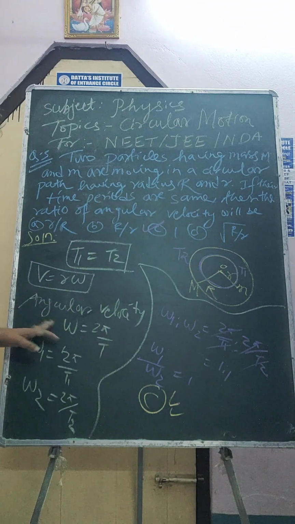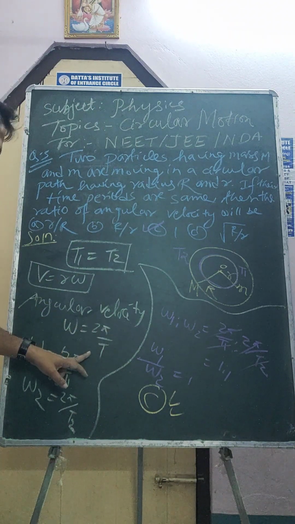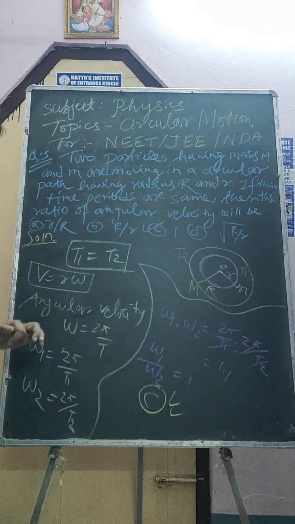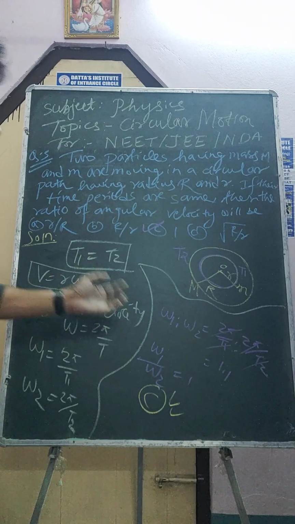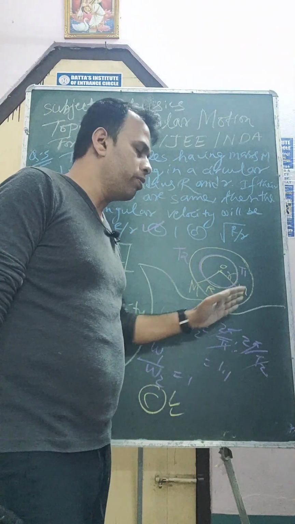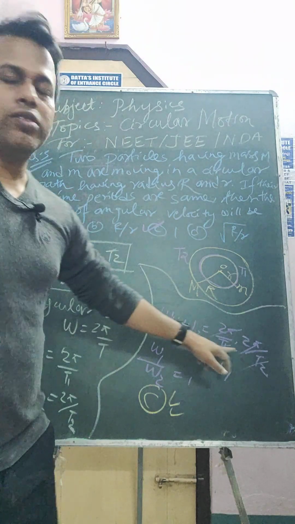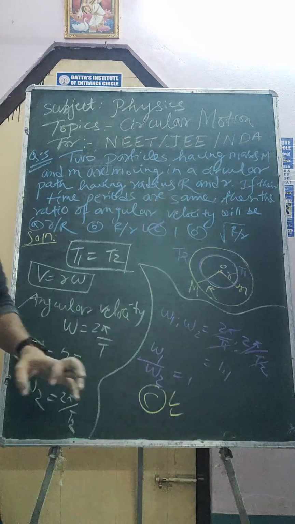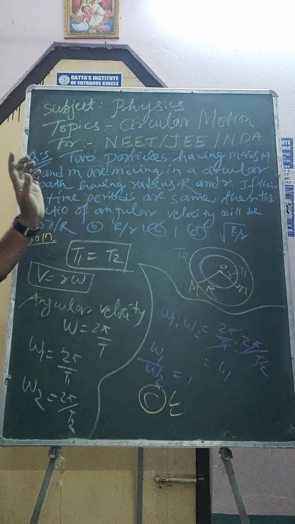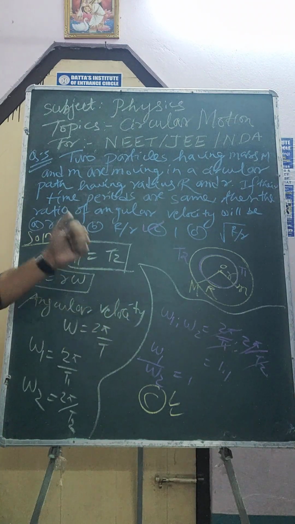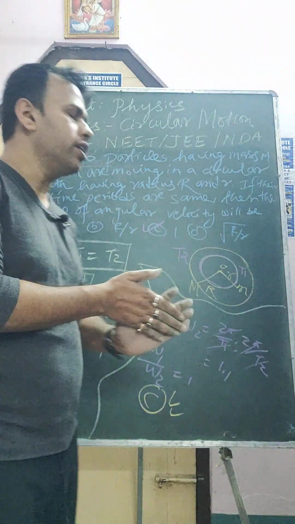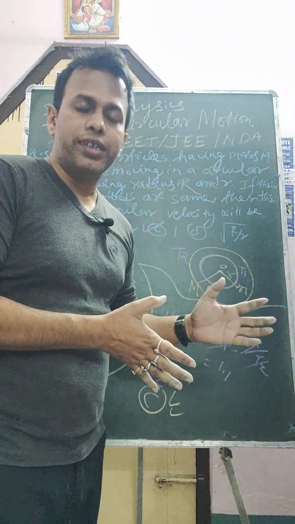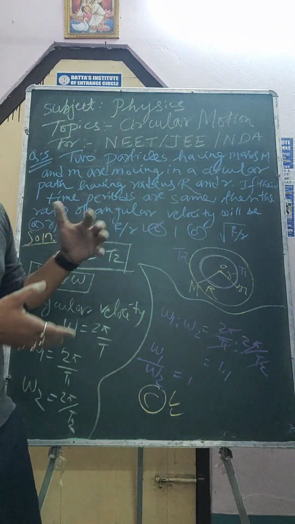So we have to find the ratio of their angular velocities. Angular velocity omega equal to 2 pi by t. So omega 1 will be 2 pi by t1 and omega 2 will be 2 pi by t2. So omega 1 is to omega 2 will be 2 pi by t1 is to 2 pi by t2. Since t1 and t2 are equal, it will be cancelled out. So 1 is to 1 is left. That is, the ratio of their angular velocities will be 1. So option C is matching here.